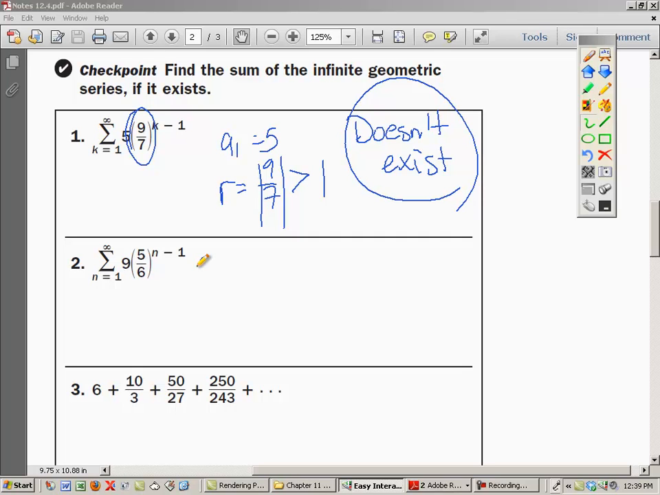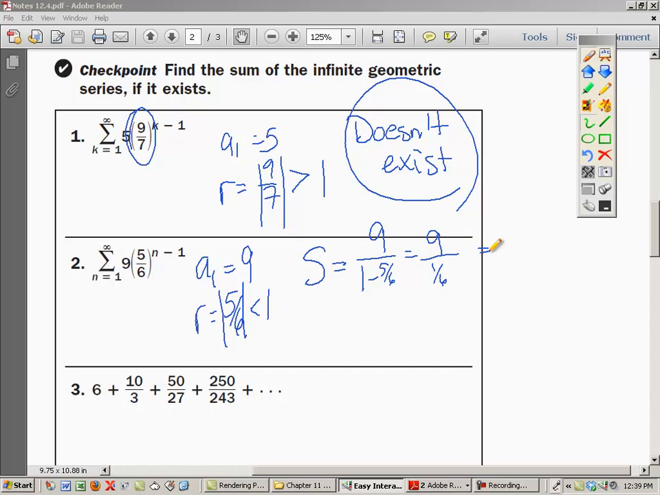Okay? In this case, a sub 1 is equal to 9. In this case, r is equal to 5/6. And since the absolute value of 5/6 is less than 1, then we can say that the summation of this series becomes 9 over 1 minus 5/6. Well, 1 take away 5/6 is 1/6. 9 divided by 1/6 is the same thing as 9 times 6 over 1, which is 54. So if I added up all the terms of this sequence to infinity, eventually they would add up to the number 54.